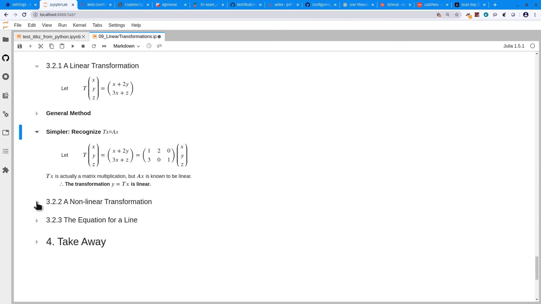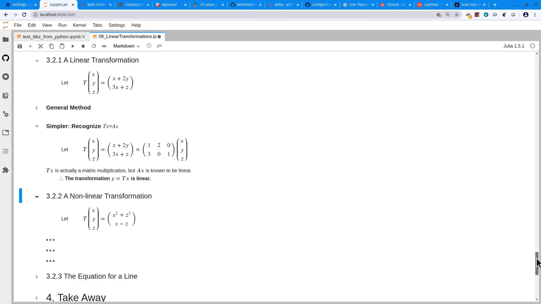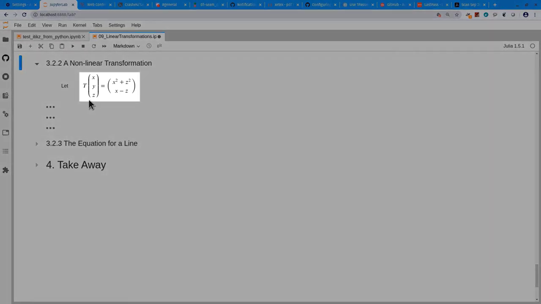Now let's look at what happens when it fails. So we are going to look at a transformation that will turn out to be nonlinear. Here's my example. T applied to, again, a vector in R3 ends up with this vector in R2. But now see these squares, x squared and z squared? I can't write that as a matrix. My observation that if I can write it as a matrix, unfortunately, doesn't hold. And the result will be that no, this won't be a linear transformation, since we already know that linear transformations we can write with a matrix.